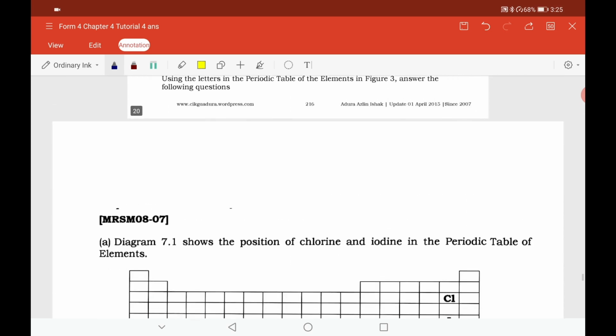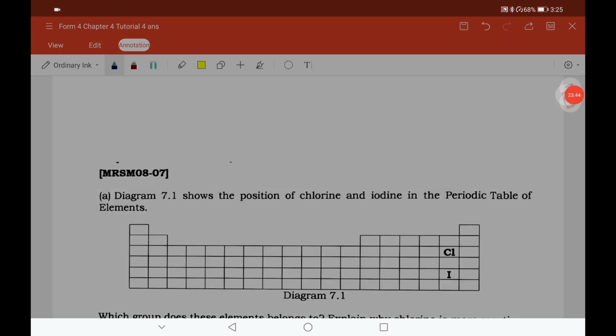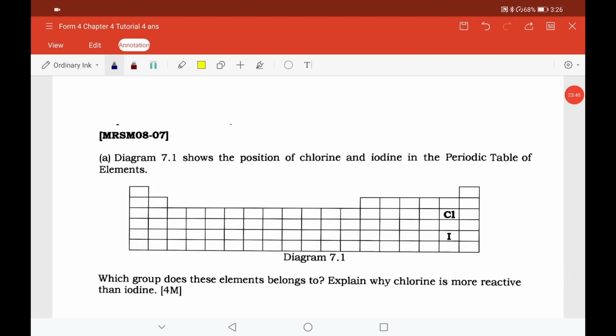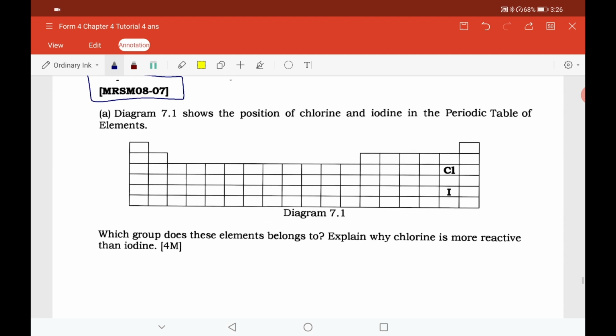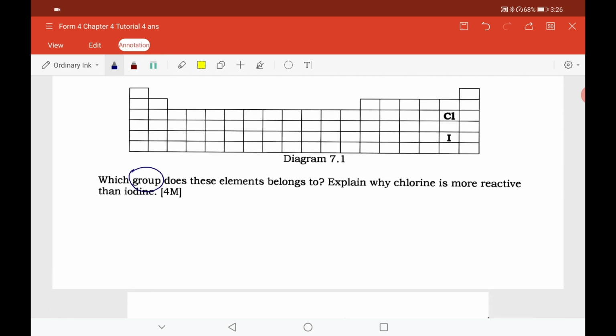Now we're going to look at another subsequent question. This is an MRSM trial exam question, a question that came out in the trial exam paper. You are given diagram 7.1 showing chlorine and iodine in the periodic table. The question is asking which group these elements belong to and why chlorine is more reactive than iodine. 4 marks. So this is an essay question.